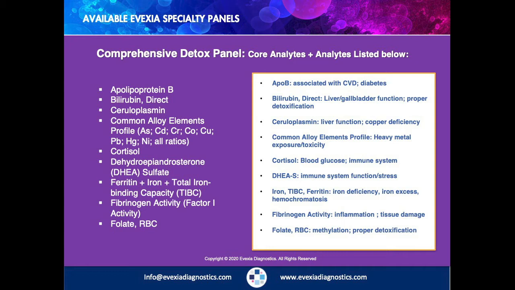The next analyte is known as Fibrinogen Activity, or Factor 1 activity. Now, this analyte evaluates the part of the clotting process in which the soluble fibrinogen is converted into fibrin threads. The next analyte is the folate RBC, red blood cell. Now, this is used obviously to measure the amount of folate and also to monitor folate therapy. It's also important to know that methylfolate is critical for methylation, which helps to optimize a large amount of processes in the body, including proper detoxification.